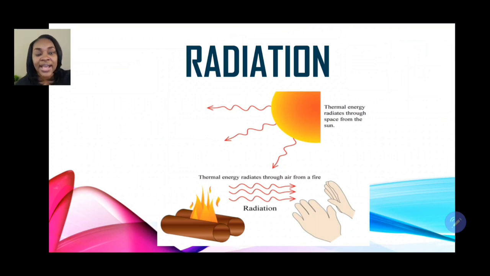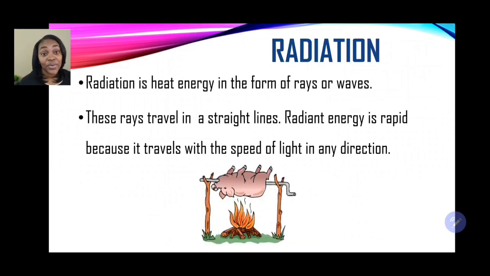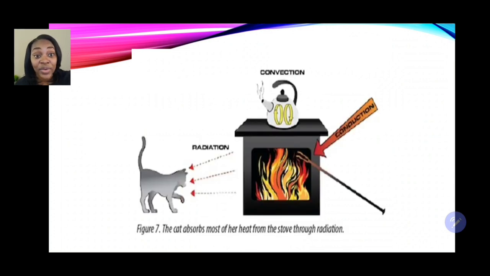Now let us look at radiation. Radiation is heat energy in the form of rays or waves. These rays travel in straight lines. Radiant heat energy is rapid because it travels at the speed of light in any direction.